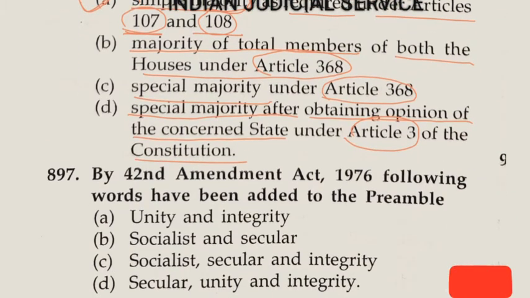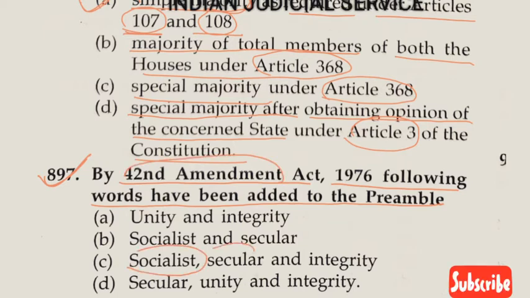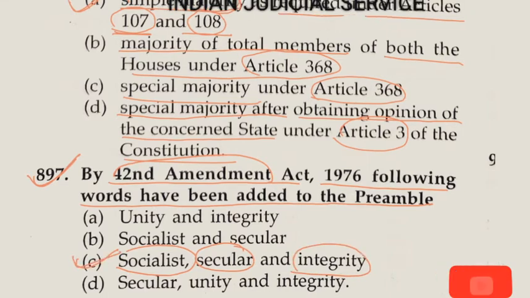Now question number 897. By the 42nd Amendment Act 1976, the following words have been added to the preamble. In the previous video we discussed a question just like this. Clearly, three words were added to the preamble by the 42nd Amendment: first is socialist, second is secular, and third is integrity. So the answer here is option C.